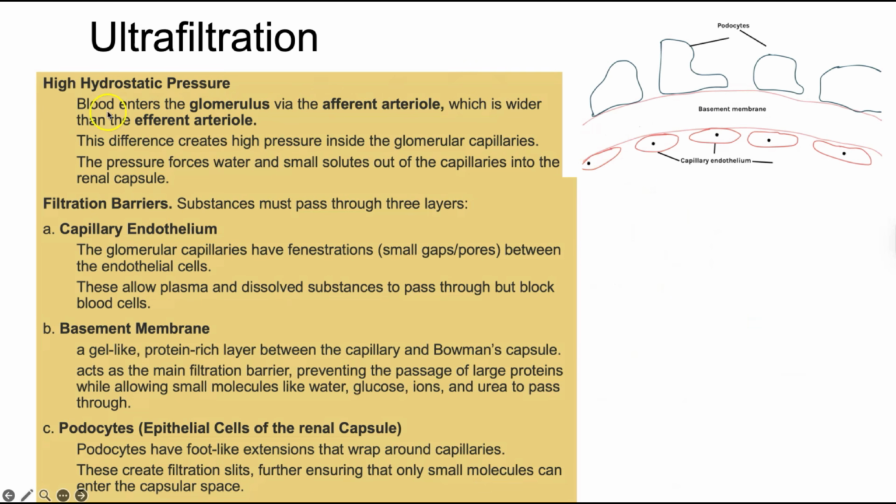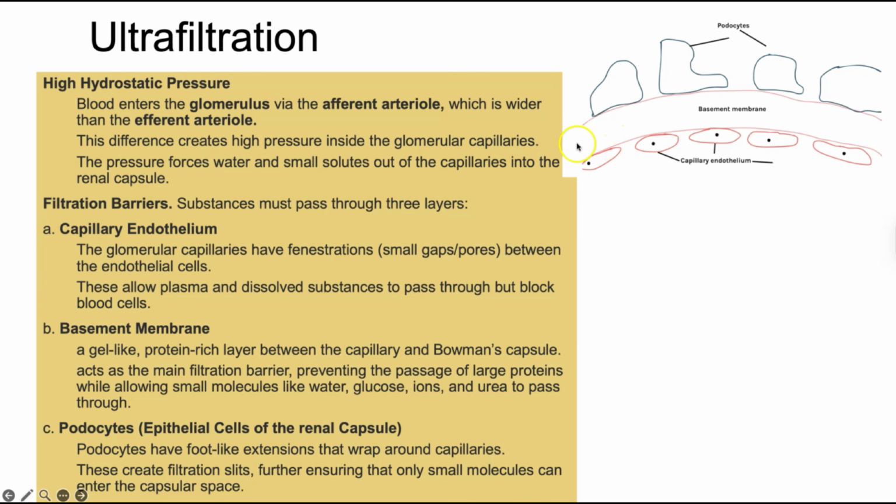So here we have what causes that high hydrostatic pressure first of all. As the blood enters the glomerulus via the afferent arteriole, which is a wider blood vessel, the difference in that size creates a high pressure inside the glomerular capillaries, and it's the high hydrostatic pressure that forces out all of those small solutes and the water.